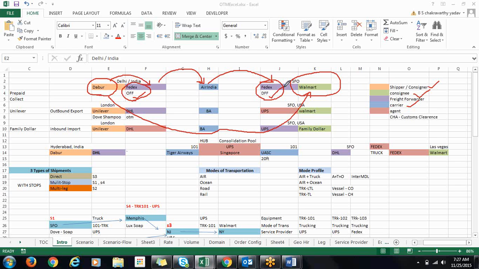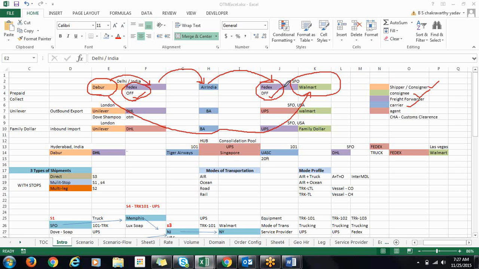In OTM, we might be using a different terminology. For example, in OTM, I will use Delhi as source location and FedEx San Francisco as destination location. So that time I won't call it OFF and DFF. As I said, product to product it will change, but the terminology I'm giving you is a generic business terminology. Okay?